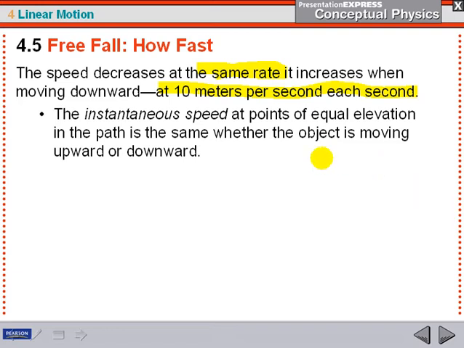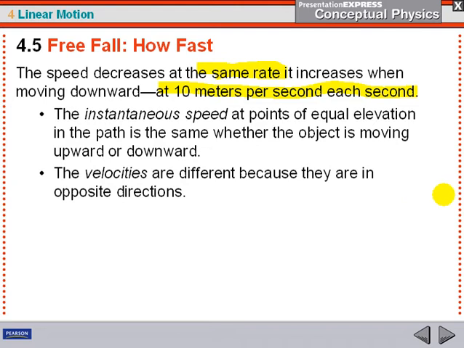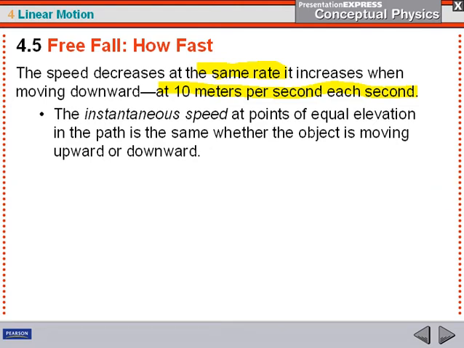Now, the speed of an object at any point when it's going up and down is going to be the same whether the object is moving upward or downward. In other words, if you throw a ball up into the air and then it comes back down, let's say it leaves your hand at 2 meters per second. It's going to come down and hit your hand at the same elevation at 2 meters per second.